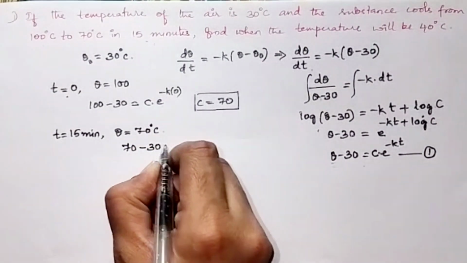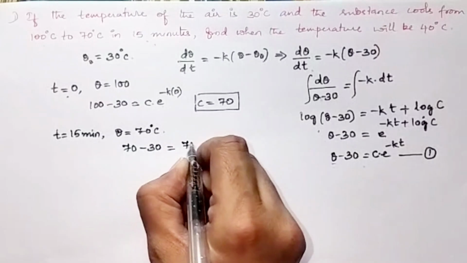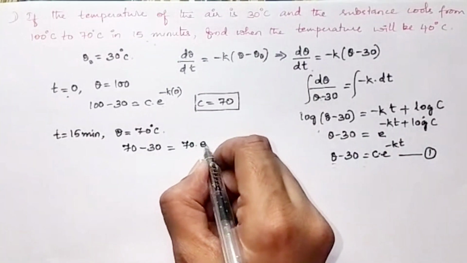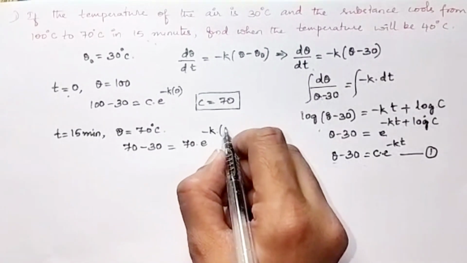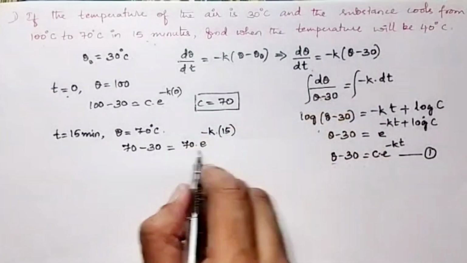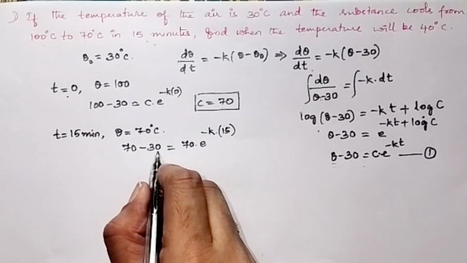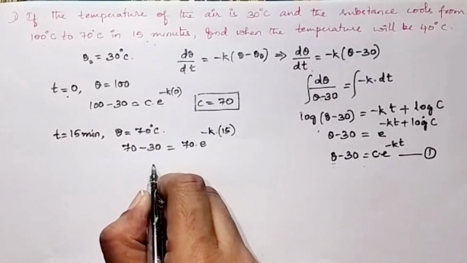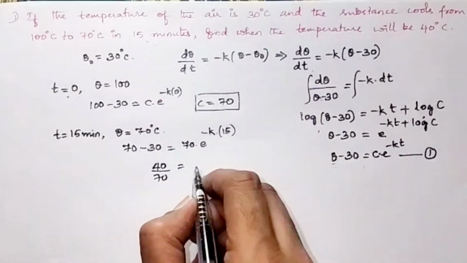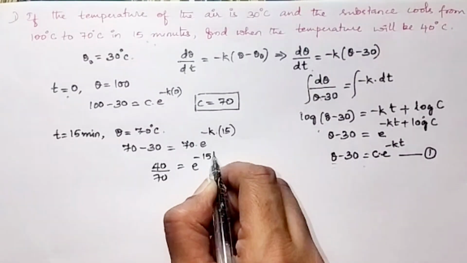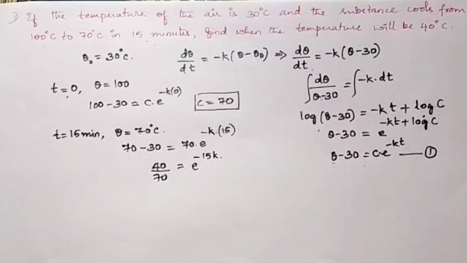70 minus 30 equal to c, which is 70, times e to the power minus k into t, where t is 15. Let us simplify this. 70 minus 30 is 40. So you will get here 40 by 70. Bring this 70 to the left hand side: e to the power minus 15 into k.